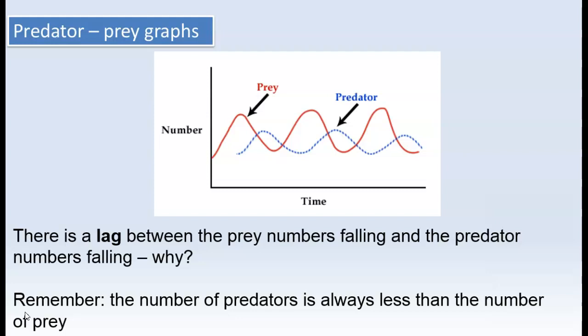Okay, so there's going to be a lag because if the prey numbers increase, let's say the prey are rabbits and foxes are predators, the foxes are going to start eating more prey, and it's just going to take a bit longer for them to start to reproduce and their population to increase. And that's why we have that little bit of lag within these graphs.